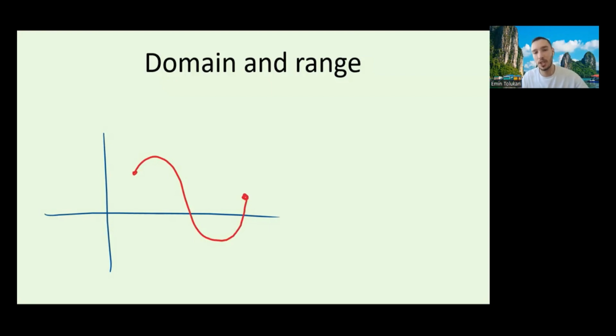So let's say you have a function like this. It starts right here and it ends right here. So let's say that the starting point is 1, 2. And let's say that the ending point is, here we can see 5, 1. So what is the domain of that function? And what is the range of that function?